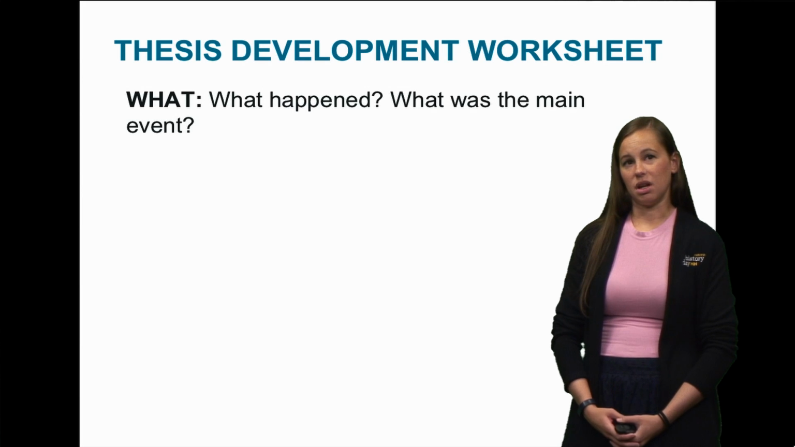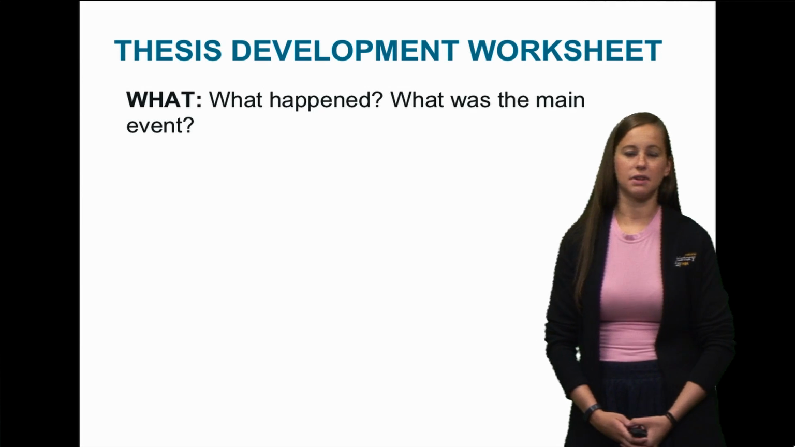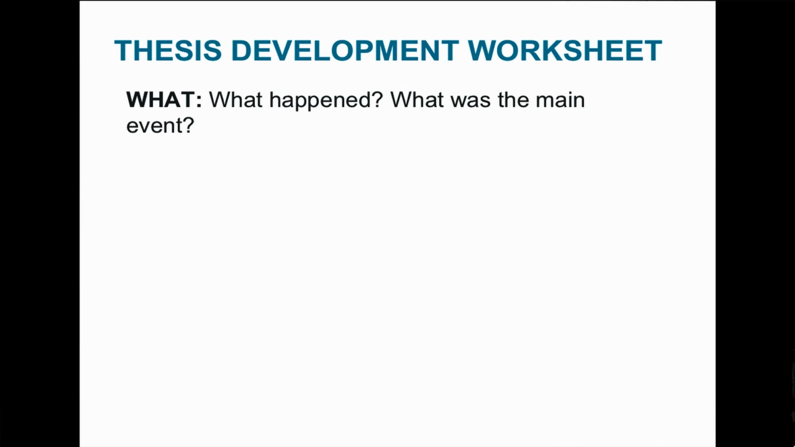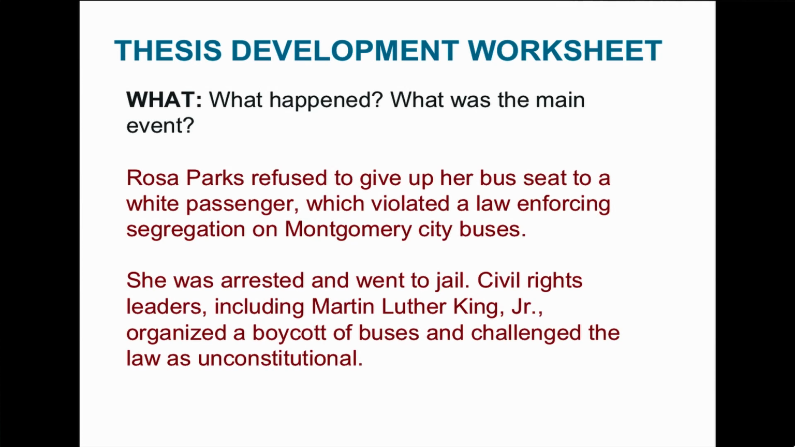Knowing what happened and what was the main event. This is very straightforward for students. We're not asking them to analyze anything, but just tell us exactly what happened and so they can identify that main point. Rosa Parks refused to give up her bus seat to a white passenger, which violated a law enforcing segregation on Montgomery City buses.